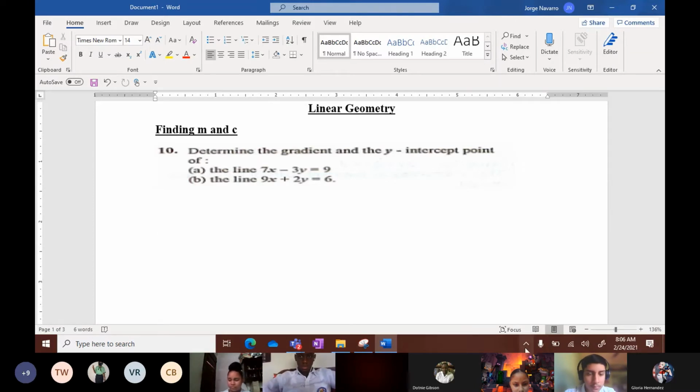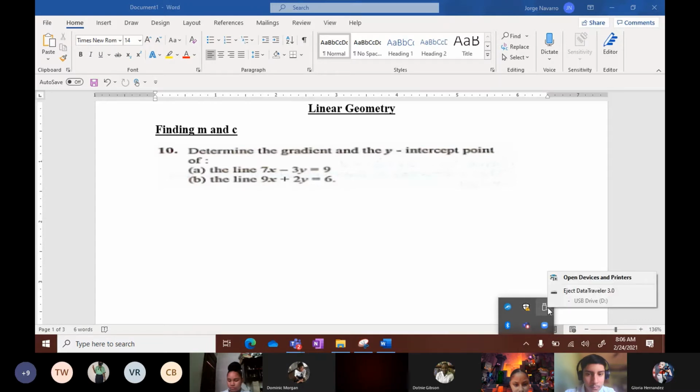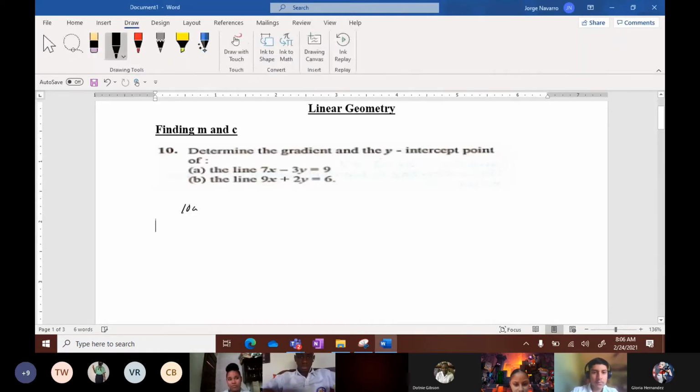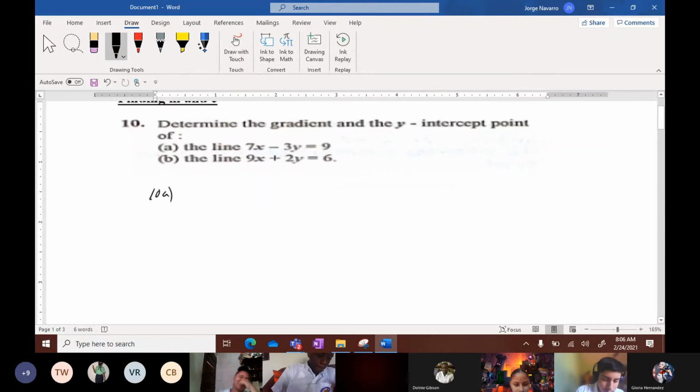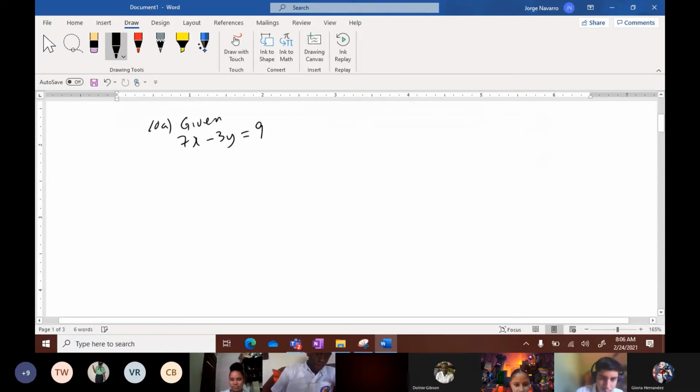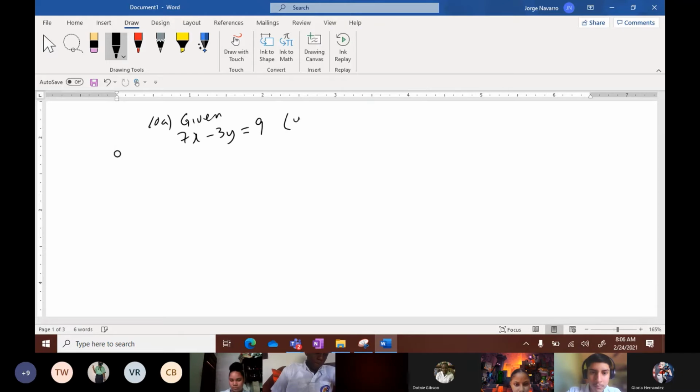Okay. So the first thing we need to do, of course, as we always do, is put our given. So we say 10e, that's where I'm going to start. Given 7x minus 3y equals 9. Now, remember, we want it to look like y equals mx plus c, and it is definitely not in that form. Also, the y, since that's the subject, should remain positive at all times. And in this case, it is not positive.